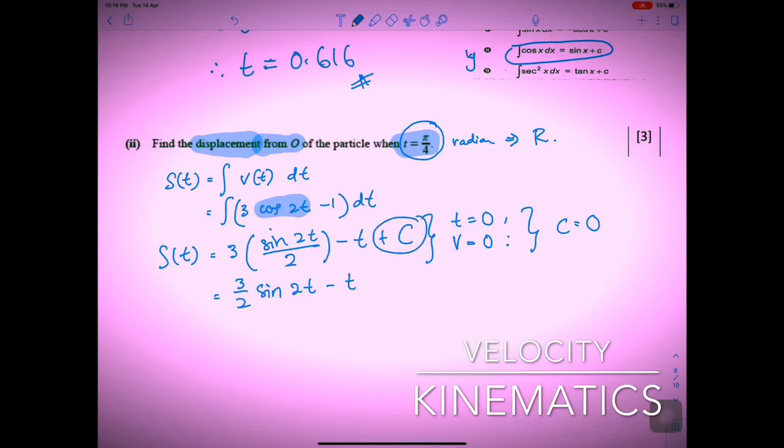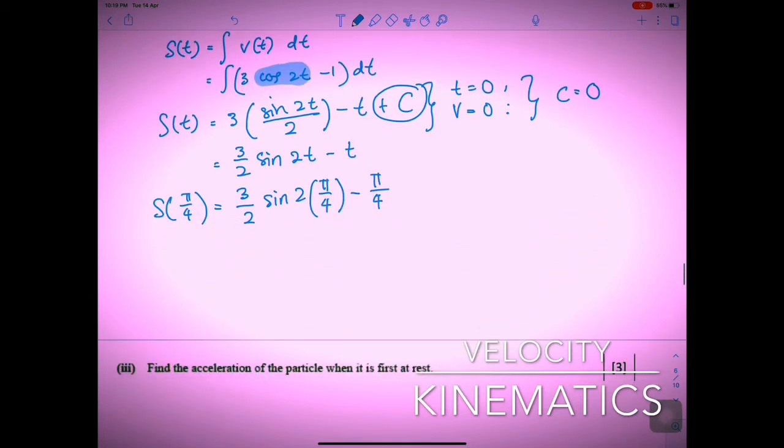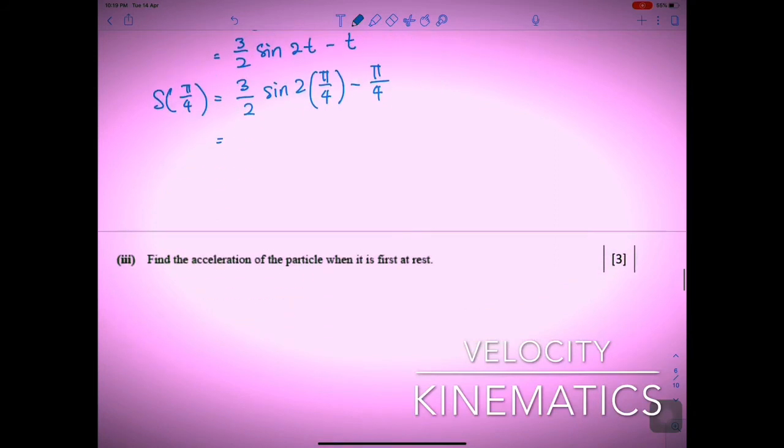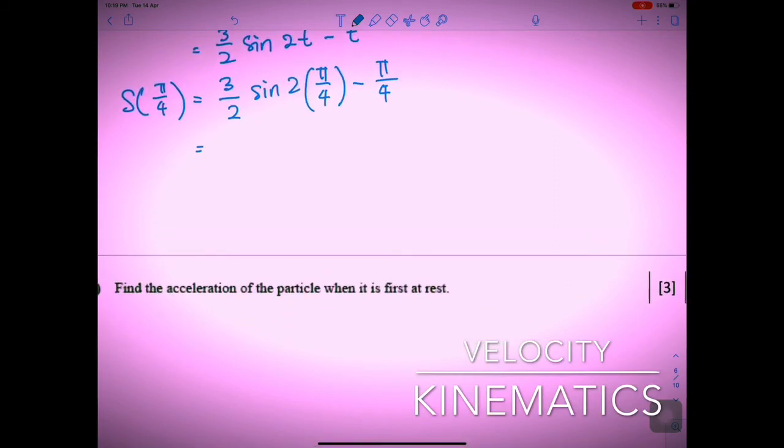When t equals pi over 4, it equals 3 over 2 sin of 2 times pi over 4, minus t which is pi over 4. Just use your calculator. So 3 over 2 times sin pi over 2, which is 1, minus pi over 4. Using the calculator, 3 over 2 minus pi over 4 equals 0.715.